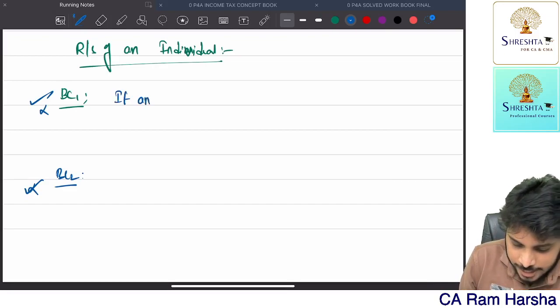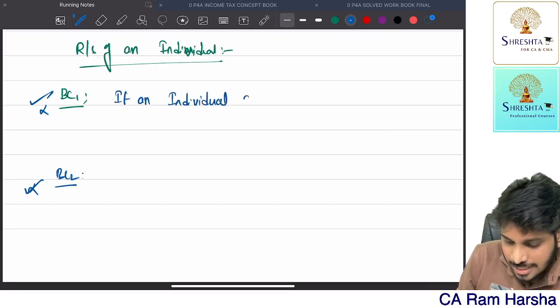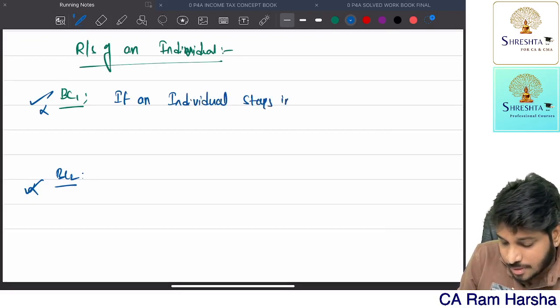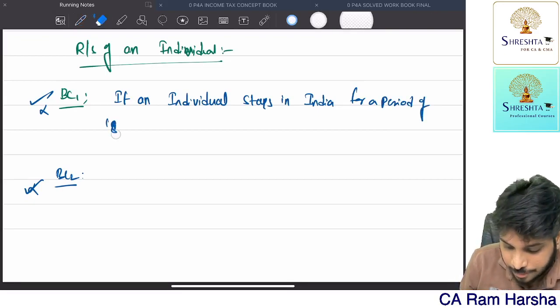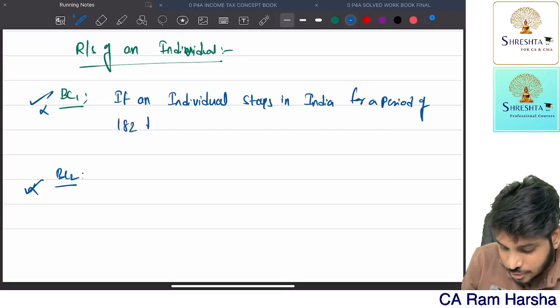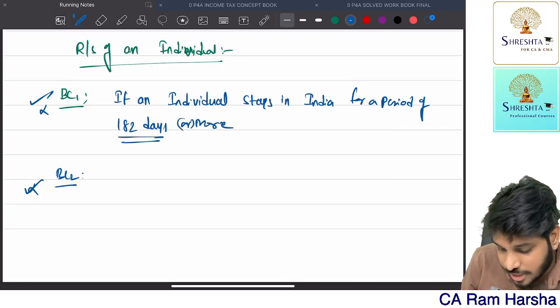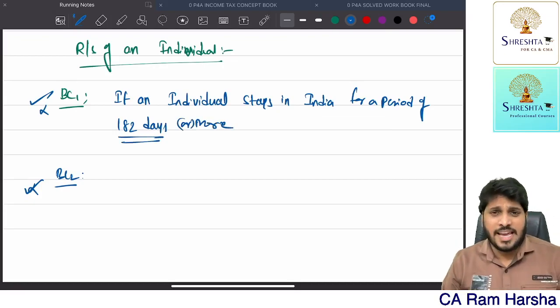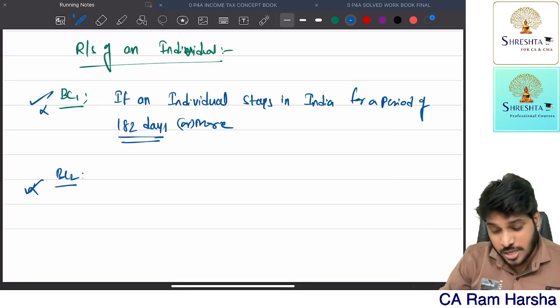If an individual stays in India for a period of 182 days or more. Minimum, what is the stay? 182 days or more. So either 182 days or more than 182 days.